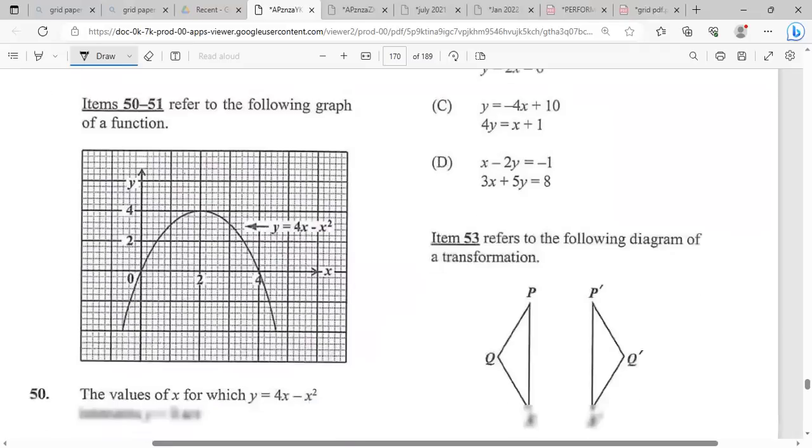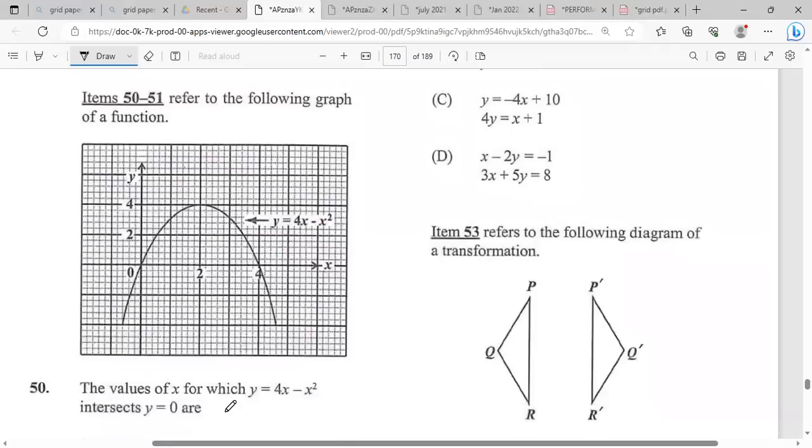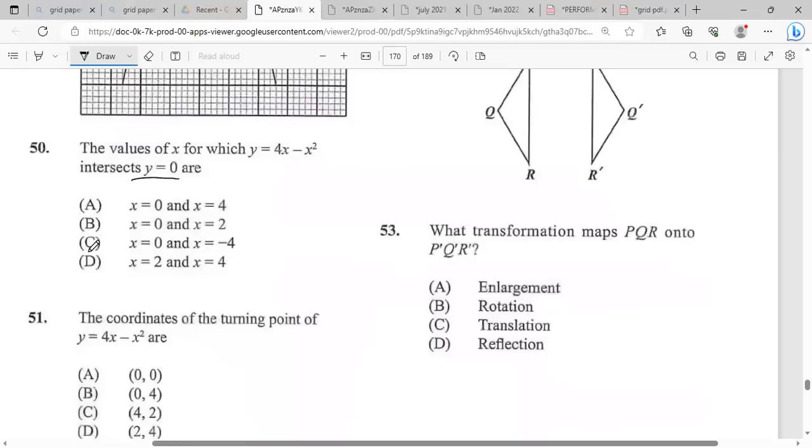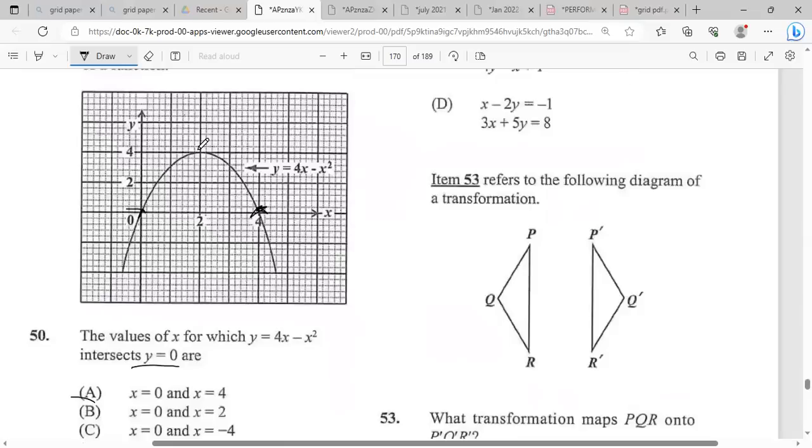50 to 51 refer to the following diagram. The values of x for which y equals 0, that is the x-axis rather. So that will be 0, 4. So for that one, it's 0, 4. So that's A. The coordinates of the turning point. Now, the turning point is the highest point on the graph, which is a maximum, which is this right here. So that's 2, 4. So that point would be 2, 4.